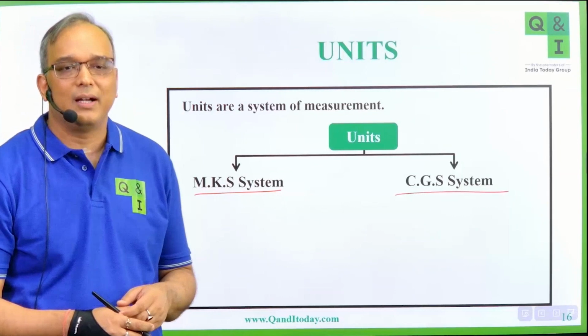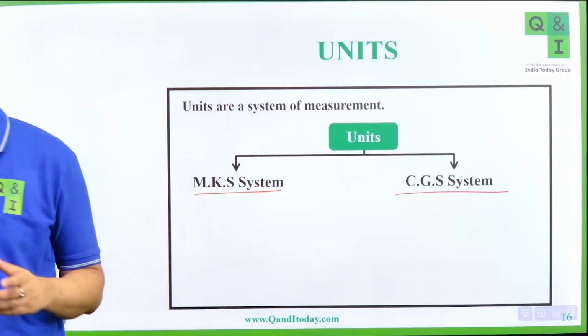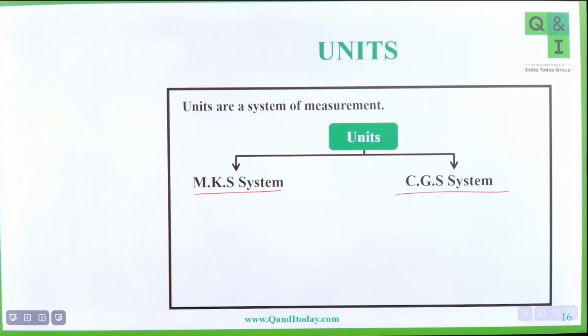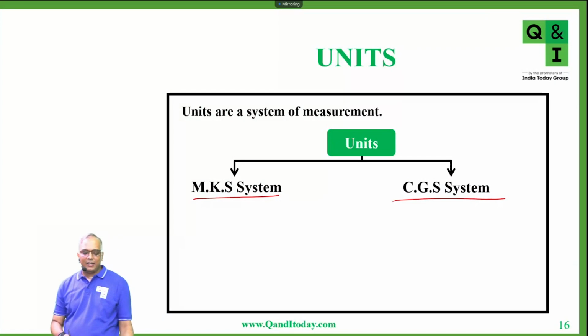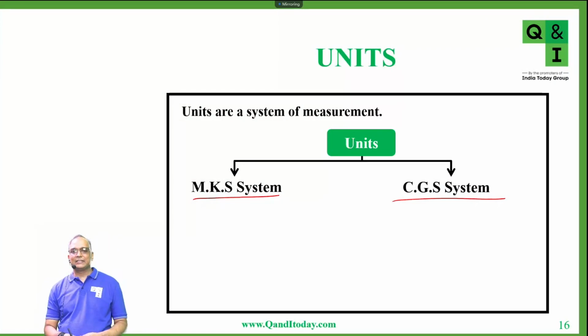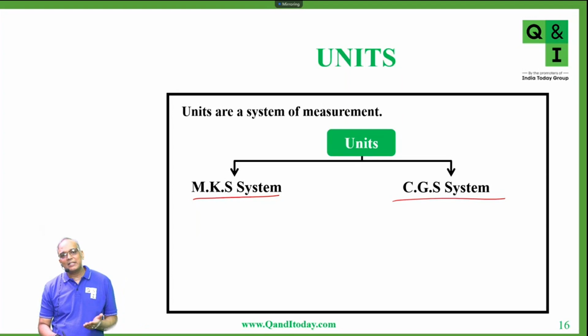Okay. So, I'll tell you. The MKS system is basically meter, kilogram, and seconds. Here, meter is the unit for length, kilogram is the unit for mass, and second is the unit for time. So these are three basic physical quantities: length, mass, and time, for which we have standard units here in MKS.